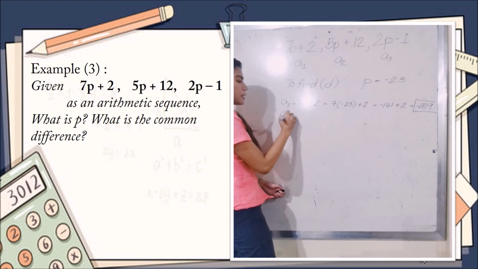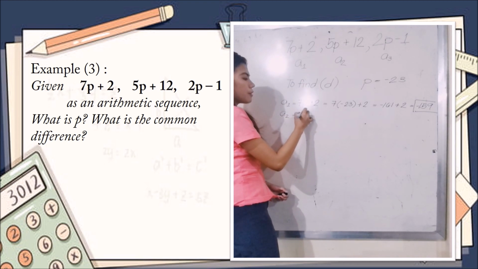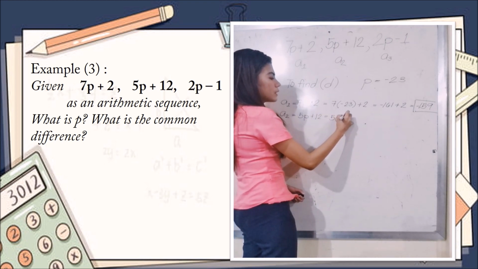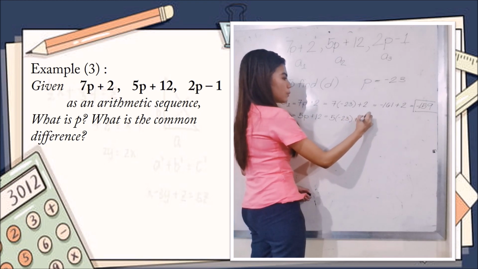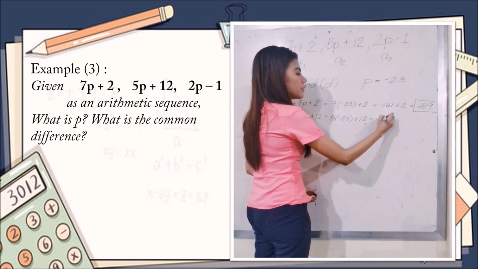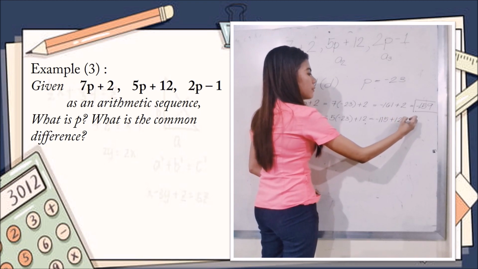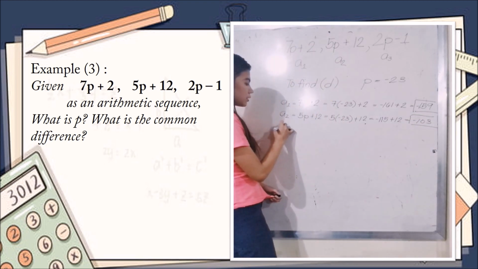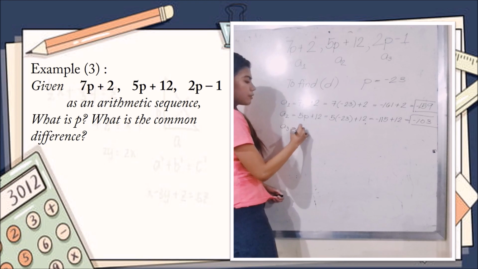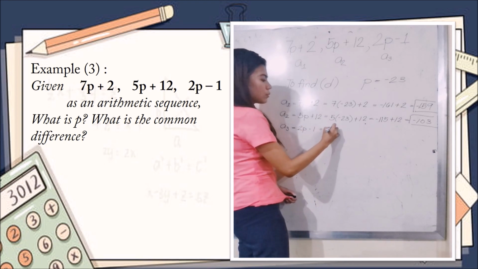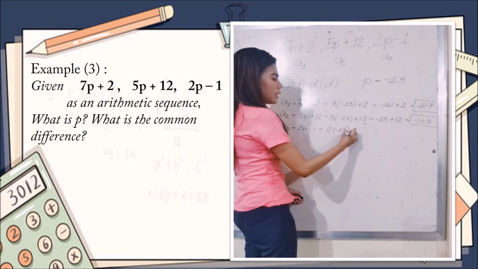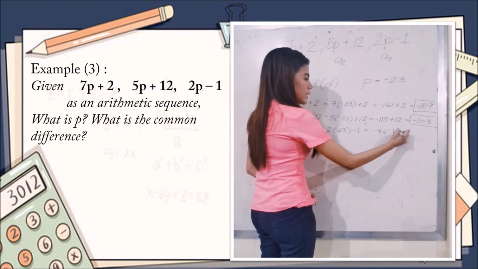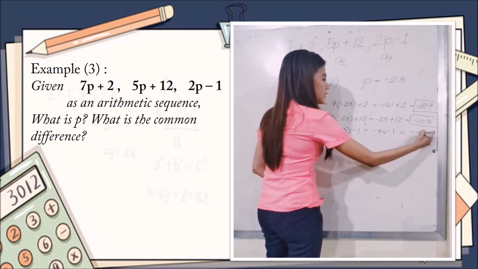Second term. So, sa second term naman, we have 5p plus 12. So, si 5 times negative 23 plus 12. So, meron tayong negative 115 plus 12. This is negative 103. Last term or si third term. Si third term, we have 2p minus 1. So 2 times negative 23 minus 1. So we have negative 46 minus 1 is equal to negative 47.